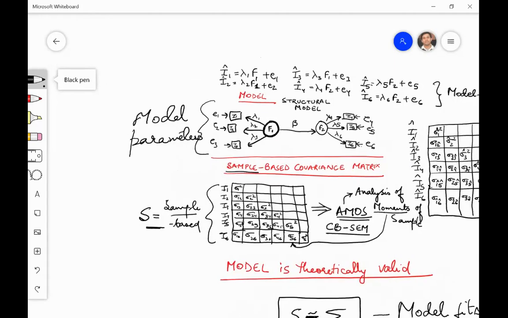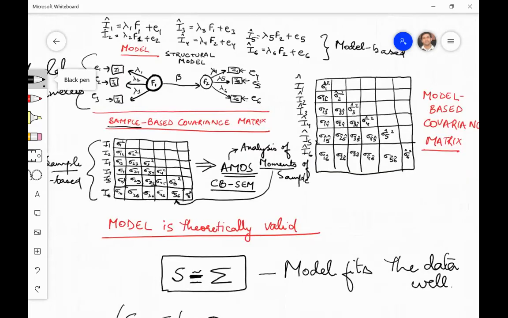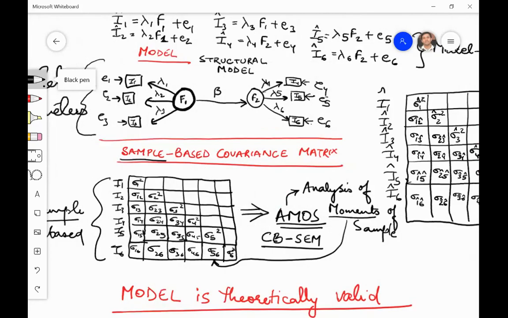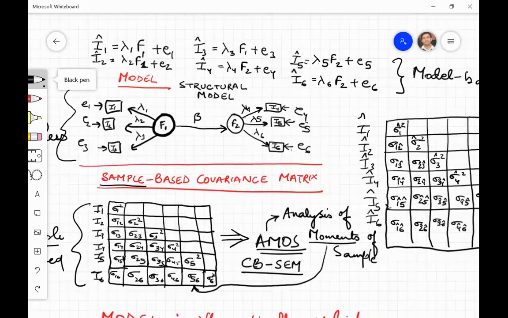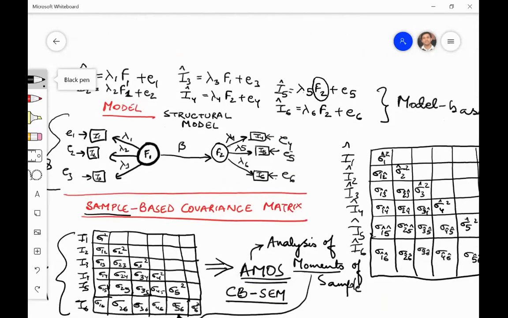So basically what we are saying here is that F2 is going to be derived based on F1. In this equation, I have written F2. And what is F2? We can say F2 is equal to nothing but beta F1 plus some structural error. So there will also be a structural error.